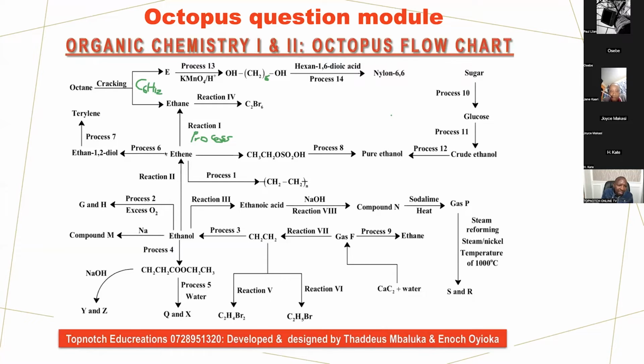Ethene, converted in process 6 to a 1,2-diol: the reagent is acidified potassium manganate(VII). The condition is heat. Good. Then from the 1,2-diol we have process 7 to get polyethene. What is that process? Polymerization. And the reagent: what is required to form polyethene apart from the 1,2-diol?